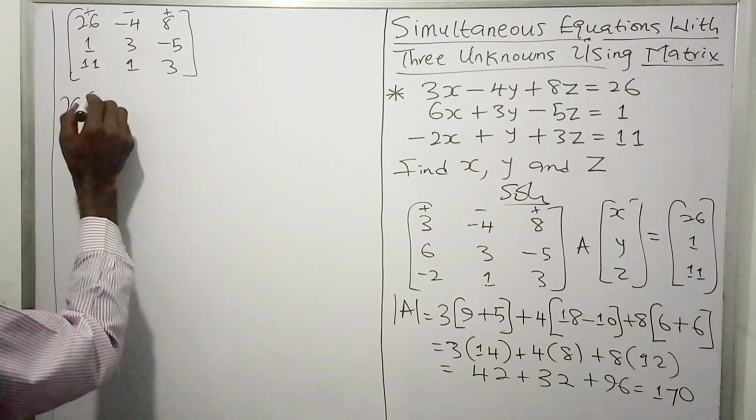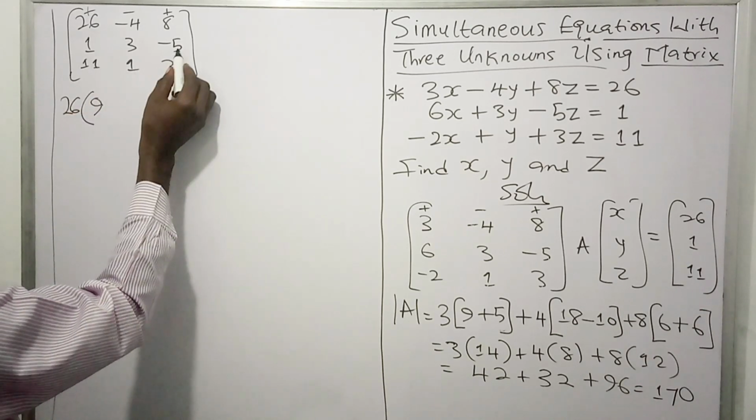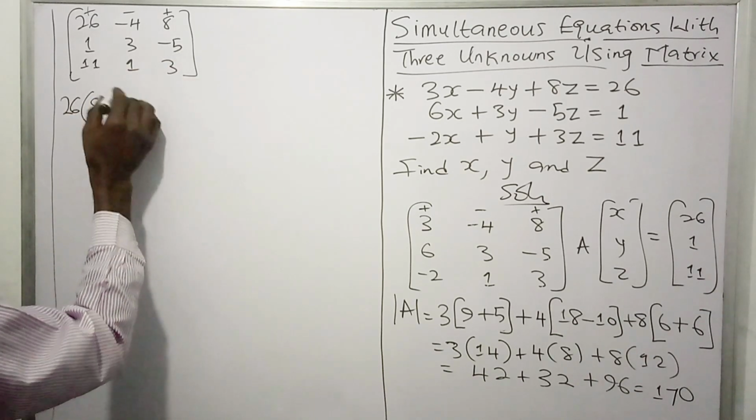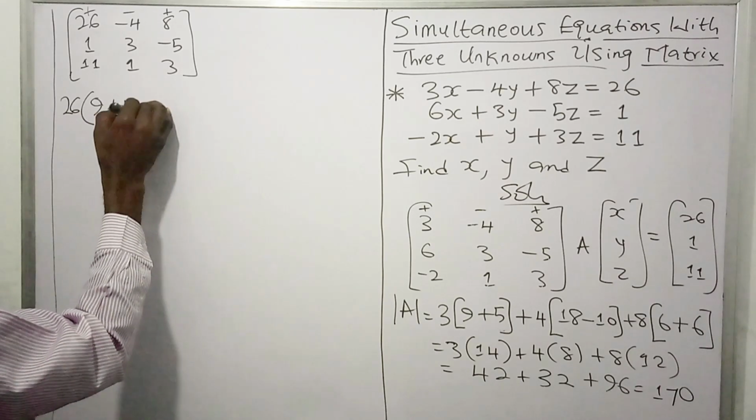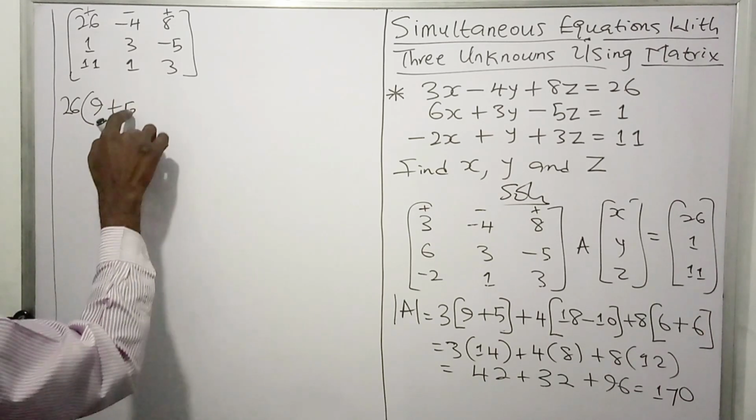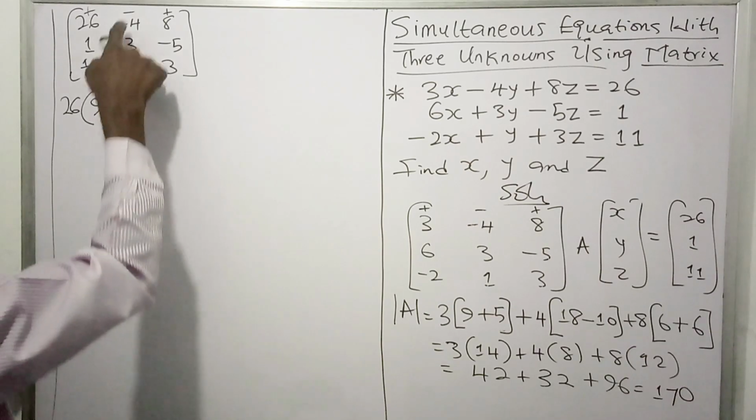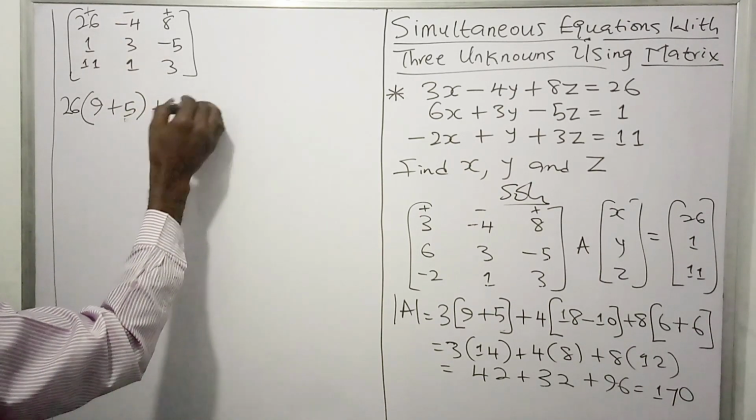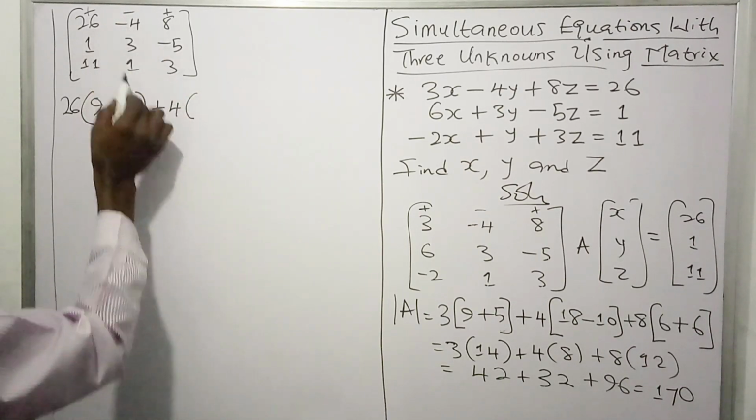3 times 3, that's 9. 1 times minus 5, that's minus 5. Then against the other minus sign that's supposed to be in between them, here becomes positive 5. Then here becomes positive 4 in bracket. We close here and close here up.